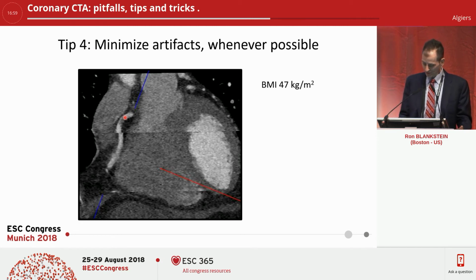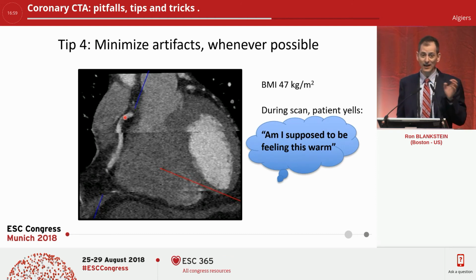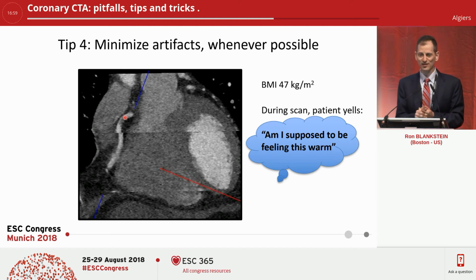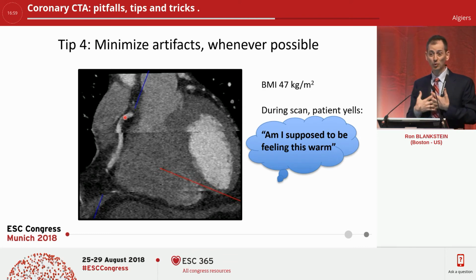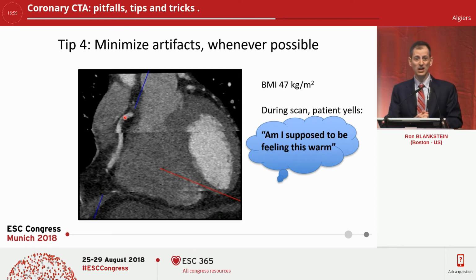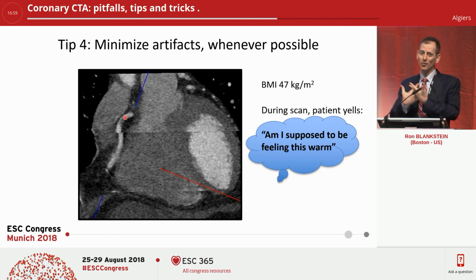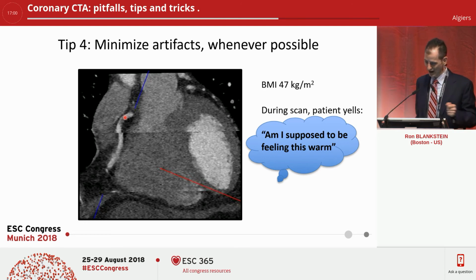But the problem with this scan is that right when it was happening, she yelled out, and I was actually at the scanner in the control room. I was able to hear this. Am I supposed to be feeling all this warm stuff? Of course, the only thing that's worse than someone breathing during a CTA scan is someone yelling during a CTA scan. So that's always a bad thing. And I always say it's our fault. We didn't warn her enough that this was going to happen. I always blame it on us, not on the patients, when these things happen.